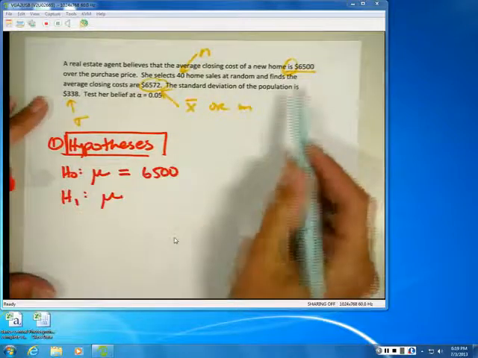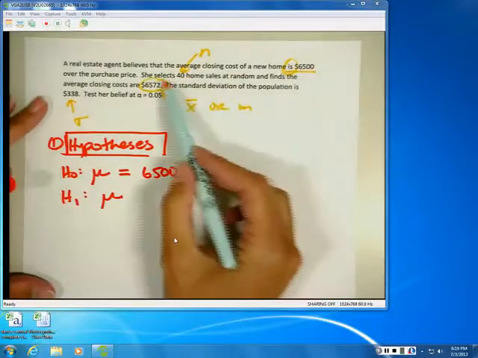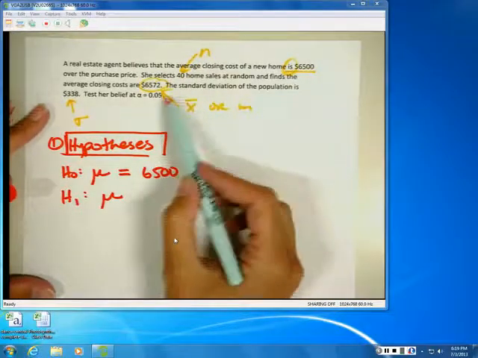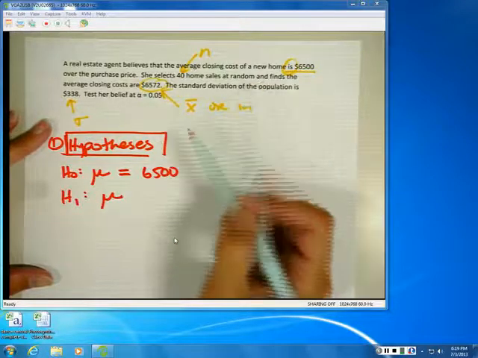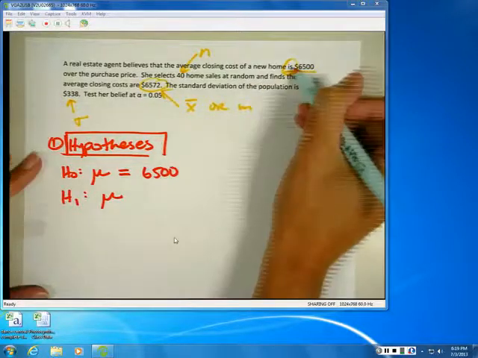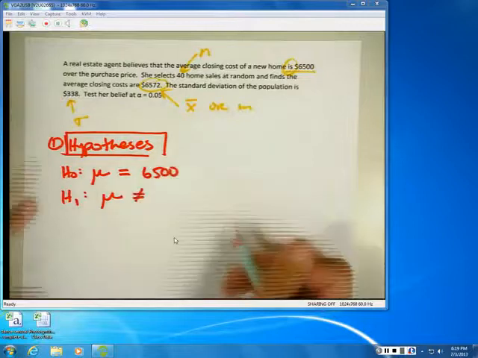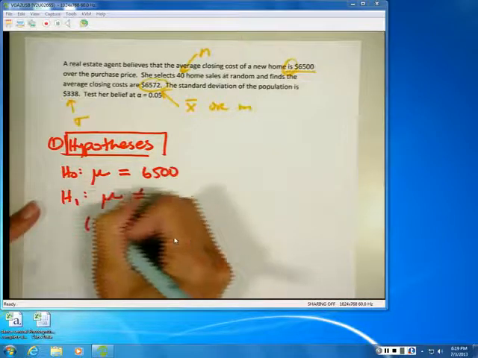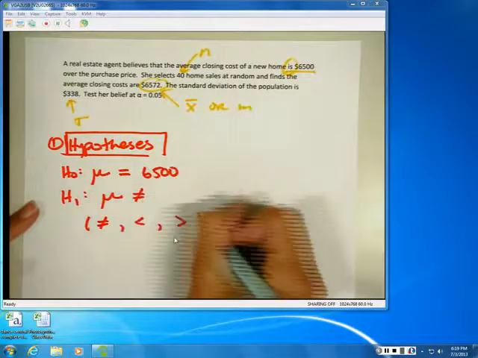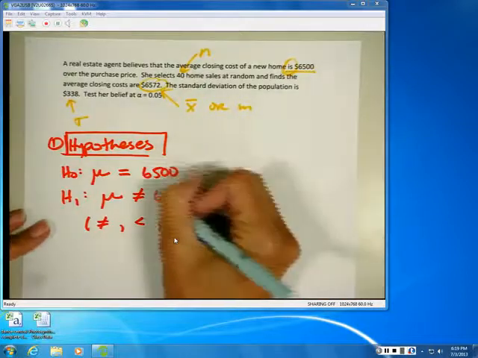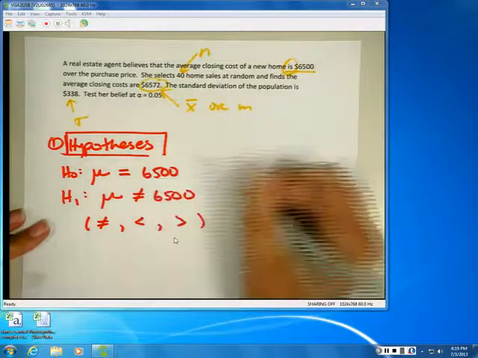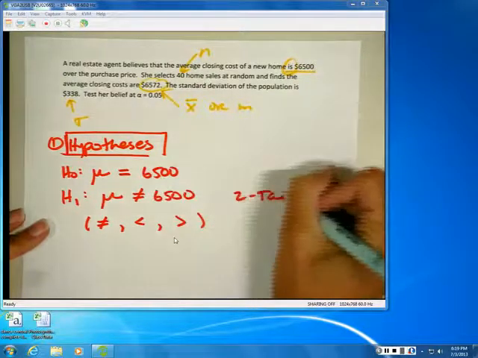Let's see. She believes it's 6,500. She selects 40. There's nothing that says she thinks it's greater than or less than. So it either is or it isn't. So that would be the not equals. Remember, your choices are not equals, less than, greater than. So not equals 6,500. This is called a two-tail test.